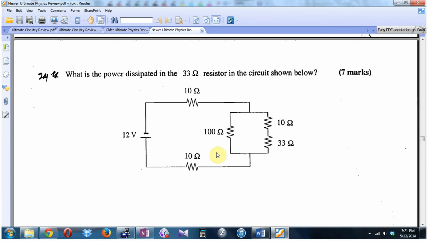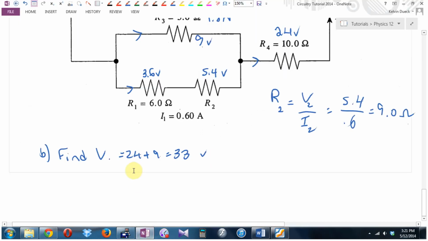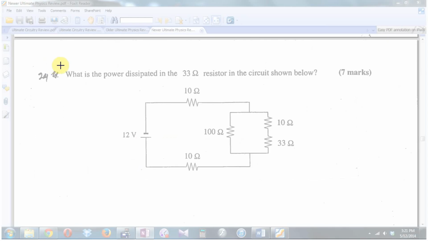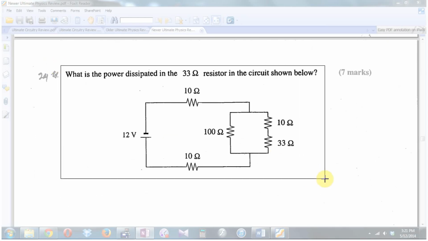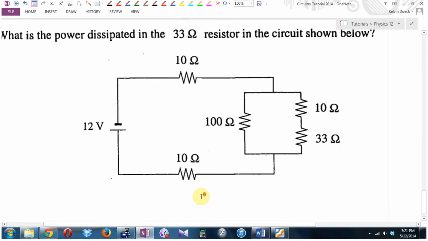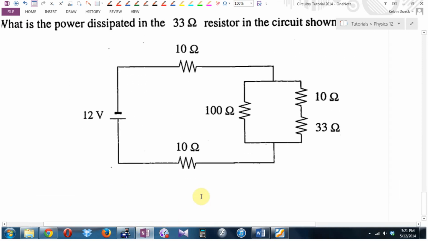Here, let's try this. What's the power dissipated in the 33 ohm resistor shown in the circuit below? Do you guys have one like that one? Hopefully not. Heck, I'll make it a whole new question. I'll change the voltage. I'll go 15 volts. There, now it's a new question.